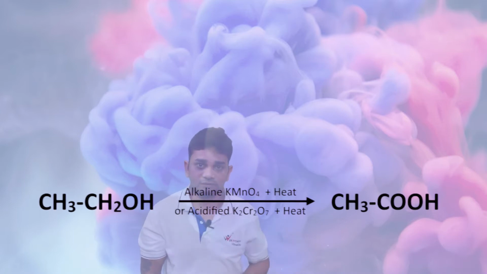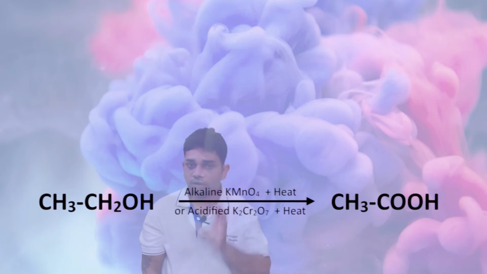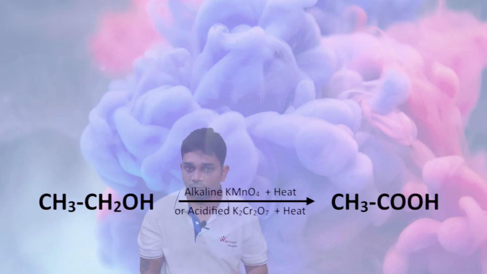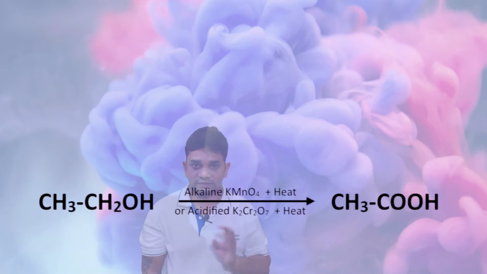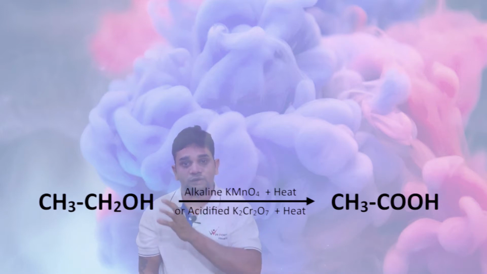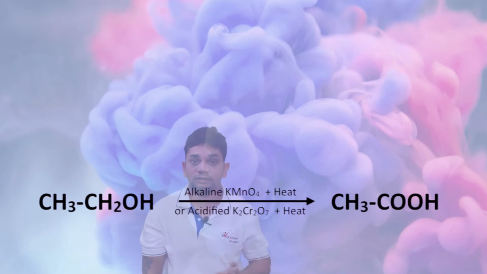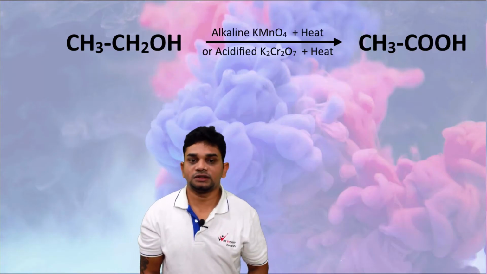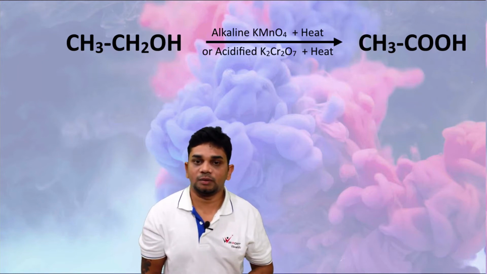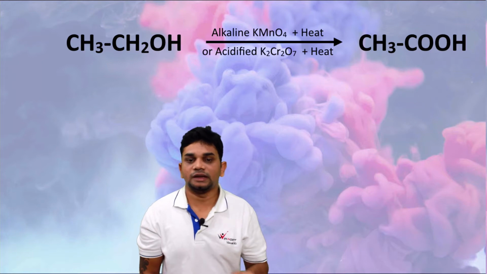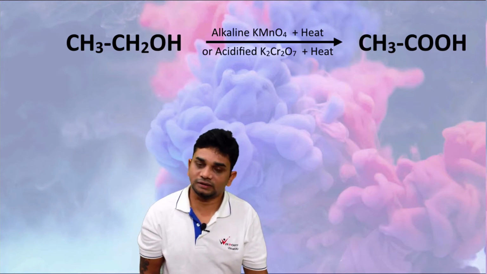Addition of oxygen. Okay. So this reaction is very important. In the board paper, you are going to get some questions from this section, like complete the reaction, or convert ethanol to ethanoic acid. Any of these questions, very important reaction, you need to learn this one. The reaction: CH3CH2OH gives CH3COOH in the presence of alkaline KMnO4 plus heat or acidified K2Cr2O7 plus heat.